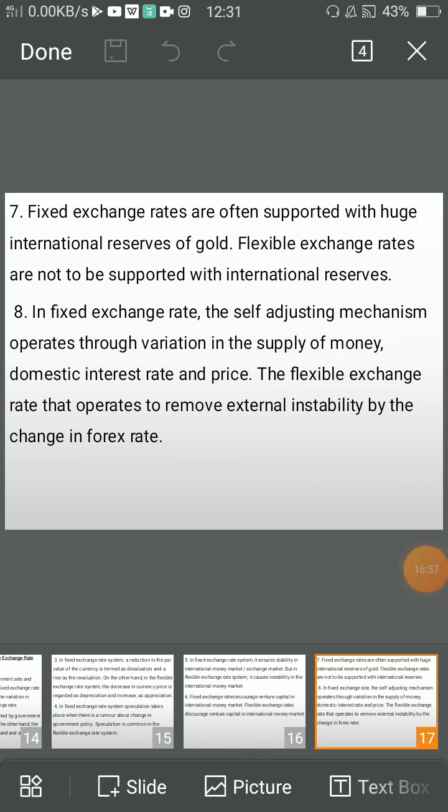Conclusion: as both the exchange rate systems have their positive and negative aspects, it is not possible for economists to reach a particular conclusion. While theoreticians are in favor of flexible exchange rate due to their reliance on the free market system and price mechanism, policymakers and central bankers support the fixed exchange rate system.